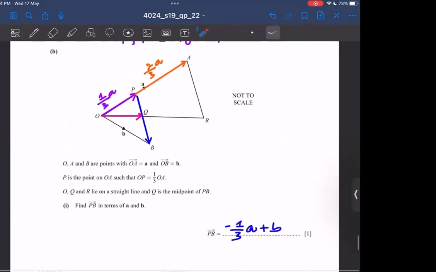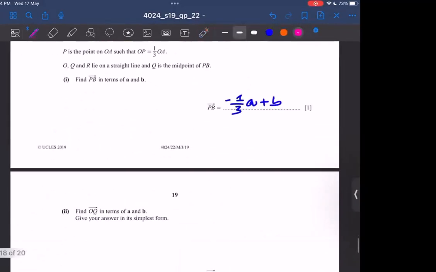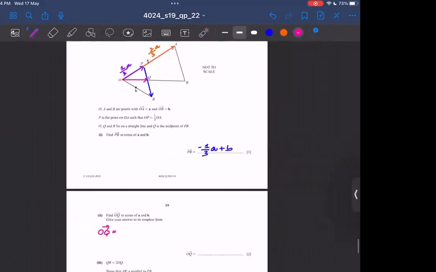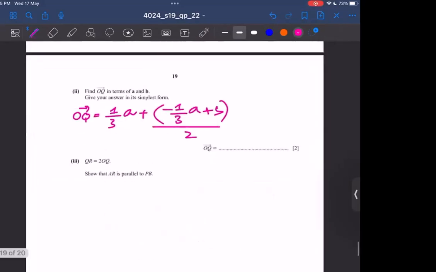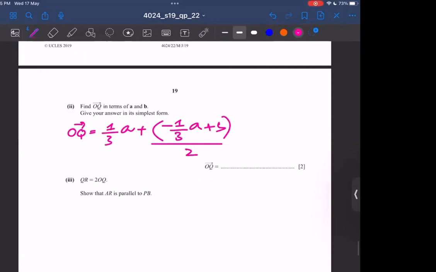So you can write OQ vector as OP, that is 1/3 of A, then PB, then PQ. PQ is half of PB. This is PB, half of PB. Let's just write it like this: 1/3 of A plus (-A/3 + B)/2. Now you know this, with the calculation, you already know this.